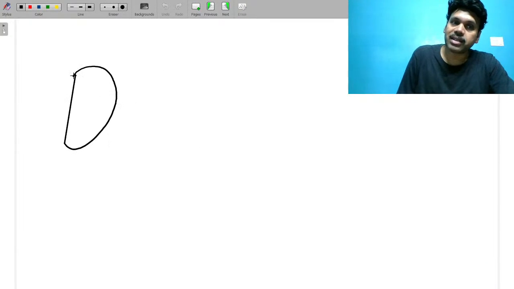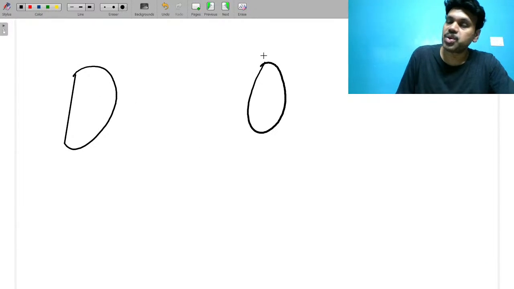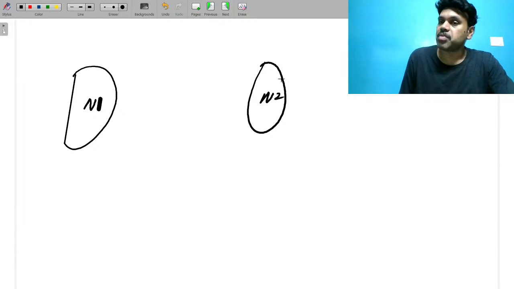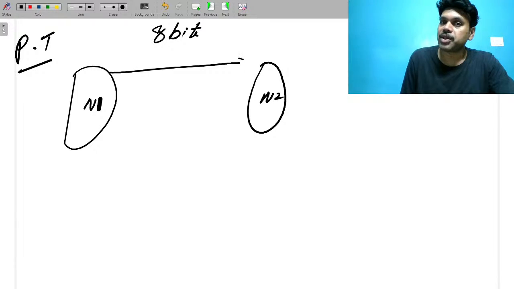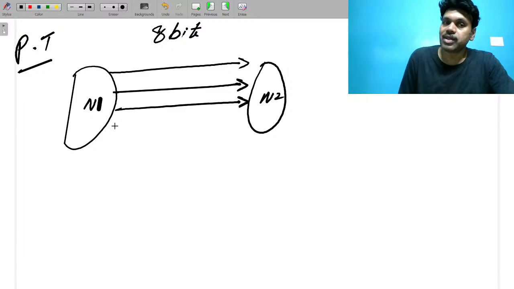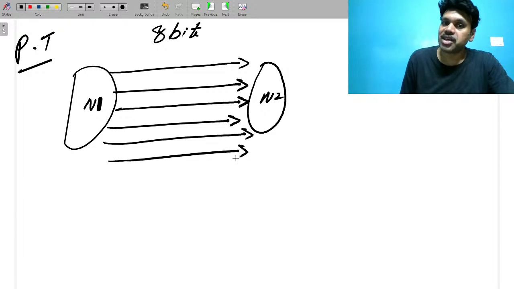Whenever there are two nodes that would like to transmit data, they come to an agreement that they want to transmit 8 bits. When they want to transmit 8 bits, as I am doing a parallel transmission, there is a requirement of 8 transmission lines. Whenever there are 8 transmission lines, each bit is executed onto one particular line.